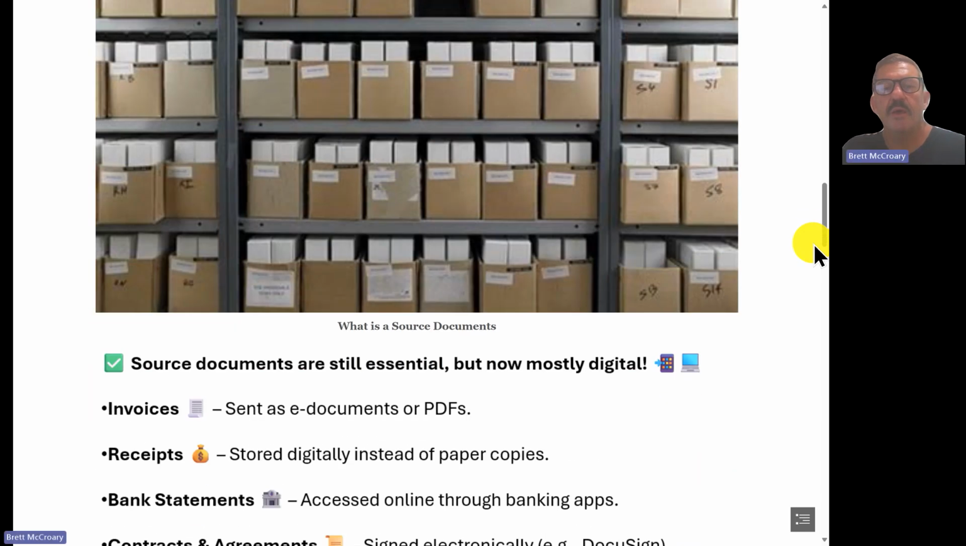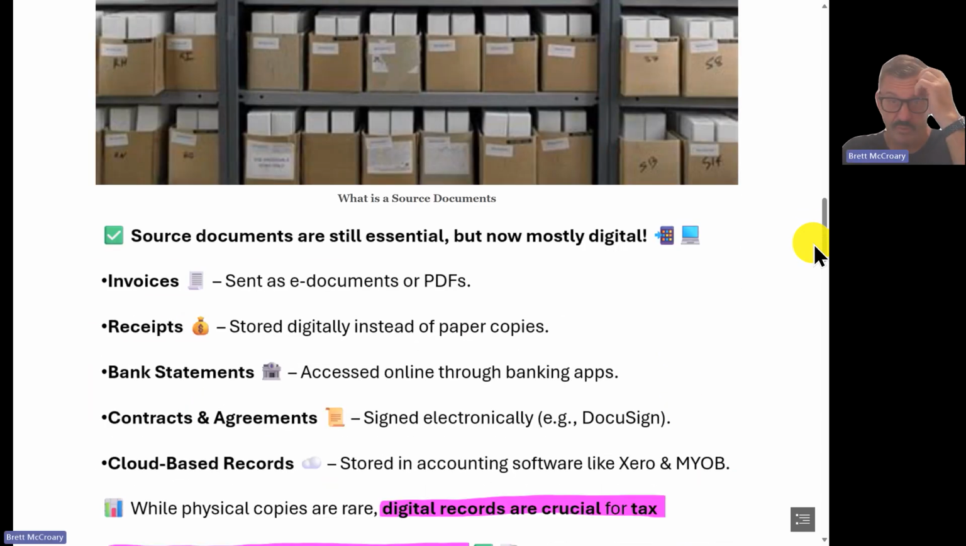Now, they're actually called source documents. That's the term. Source documents are still essential, but now they're mostly digital. All right. So you have invoices, possibly e-documents or PDFs, receipts, stored digitally instead of paper copies. You've got your bank statements, which are all accessed through your banking app.